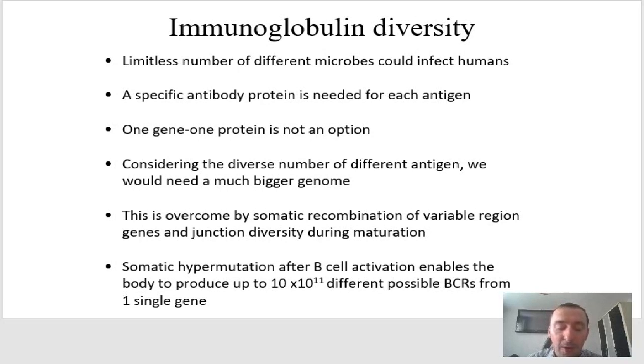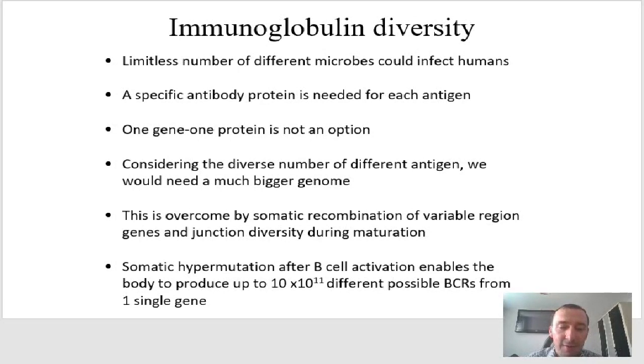As I said, our bodies have evolved this concept that we have a template heavy and light chain gene, and that we overcome this issue by using somatic recombination of the variable region of those genes and associated junctional diversity.